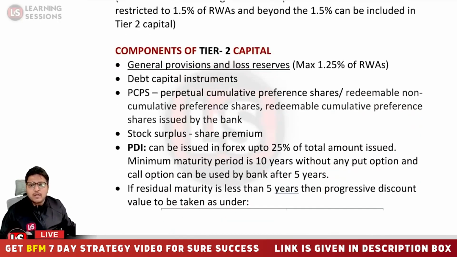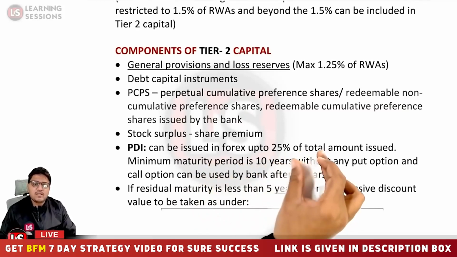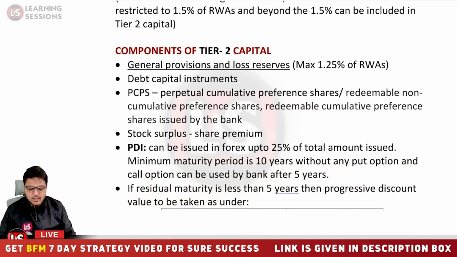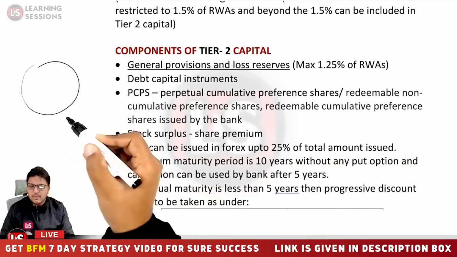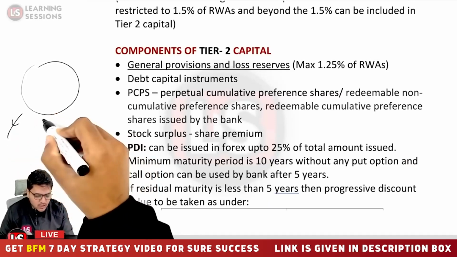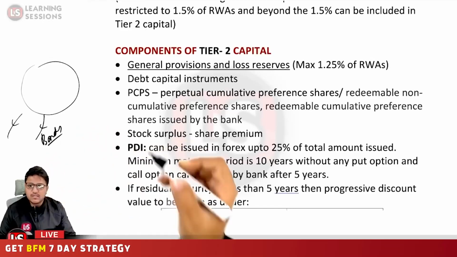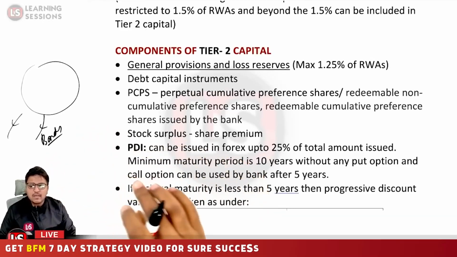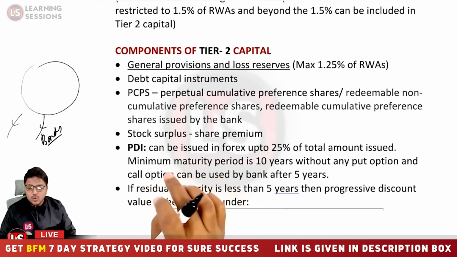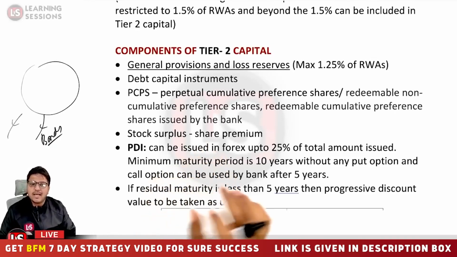And further, I already told you that PDI can be issued in Forex up to 25% of the total amount issued. So what is a debt instrument? When the company is to raise capital, it can either issue equity, or it can also issue bonds and debentures. That is said to be a debt instrument. And perpetual debt instruments means those instruments on which the company will be paying the coupon for a lifetime.